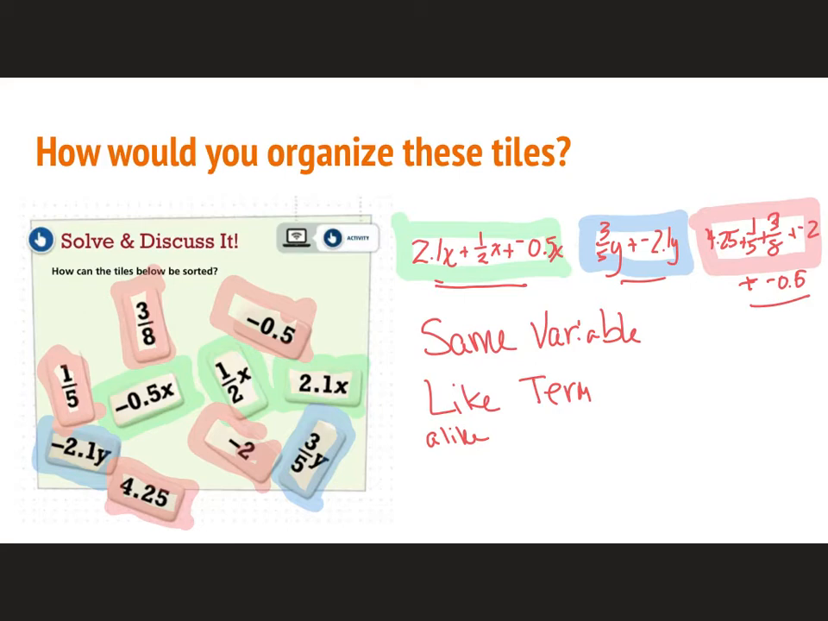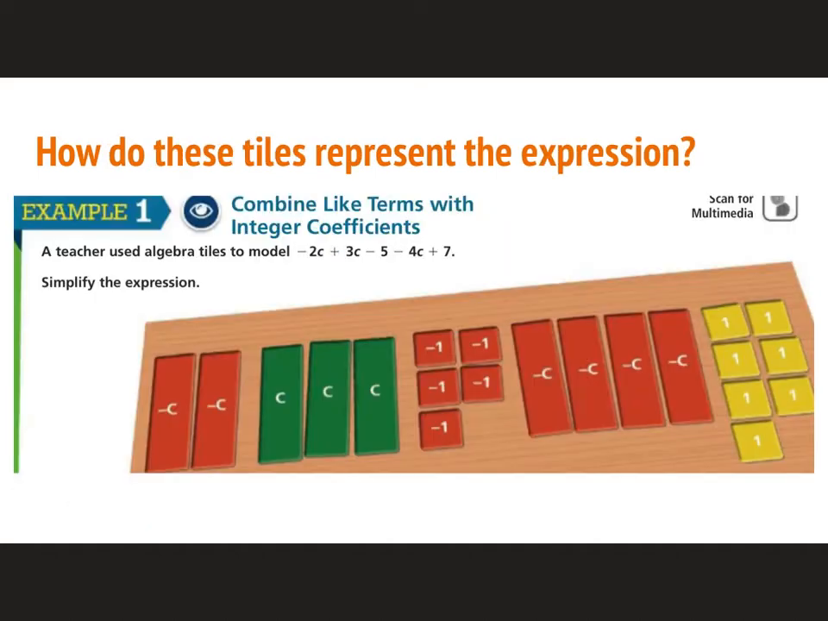So all the ones that have just an X in them, they're like terms because they have X's, and all the ones that have Y's in them, they're like terms. And then all the constants are like terms because they don't have any letters. So by thinking about it in that way, it helps us understand what we mean by combining like terms. Combining like terms means you're going to put together the terms that have the same letters in them.